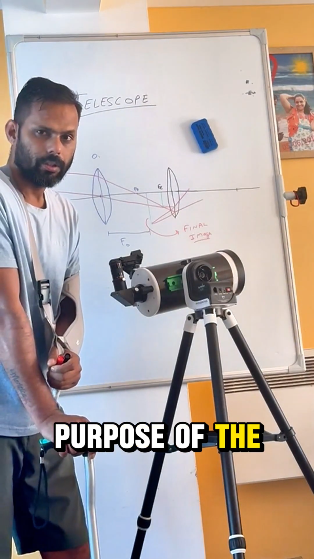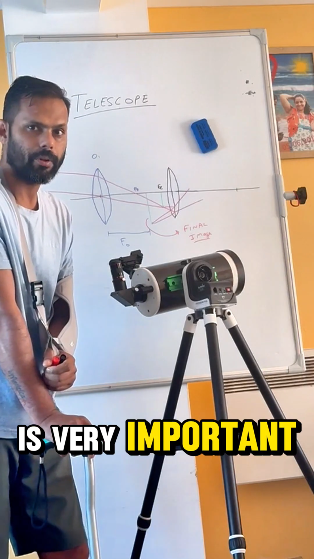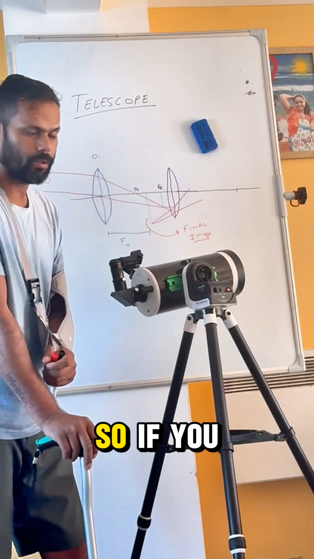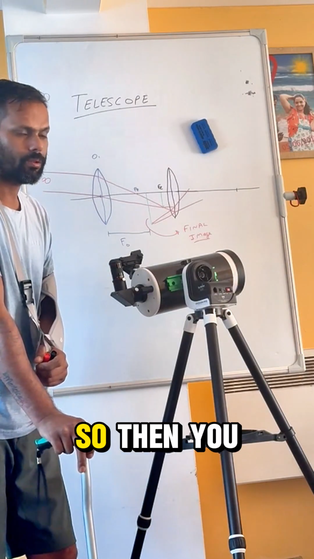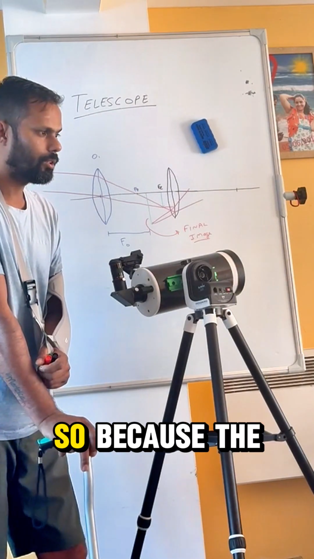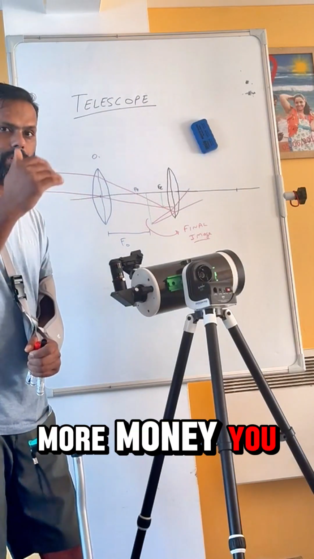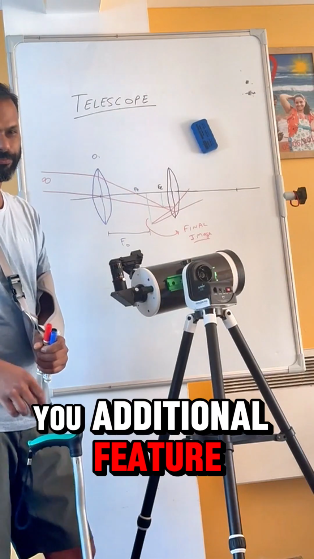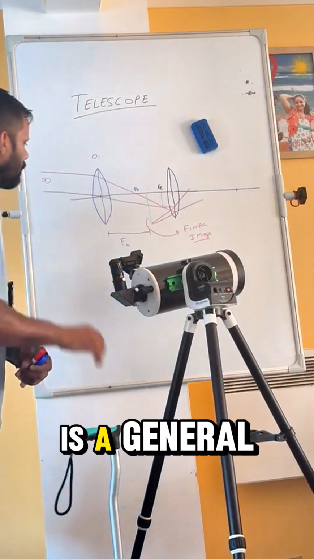The purpose of the telescope is, first of all, very important: what is the real purpose, why do you want to buy the telescope in the first place? So if you want to gift it to your kids, then you don't have to go for the expensive one, because the more money you invest, the more you add to your budget, it will give you additional features. Okay, so now this is the general layout of the telescope.